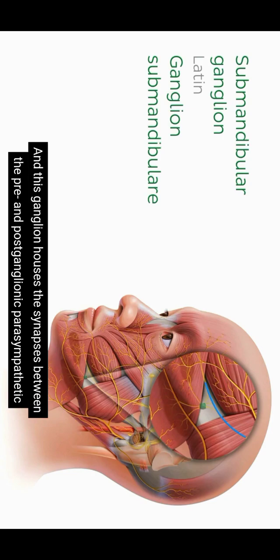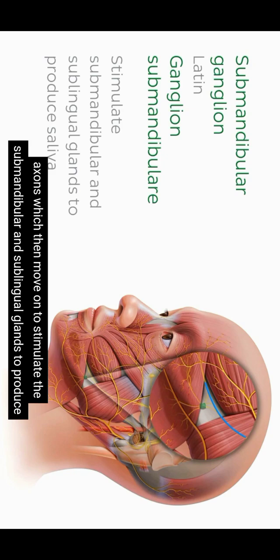This ganglion houses the synapses between the pre- and postganglionic parasympathetic axons, which then move on to stimulate the submandibular and sublingual glands to produce saliva in the floor of the mouth.